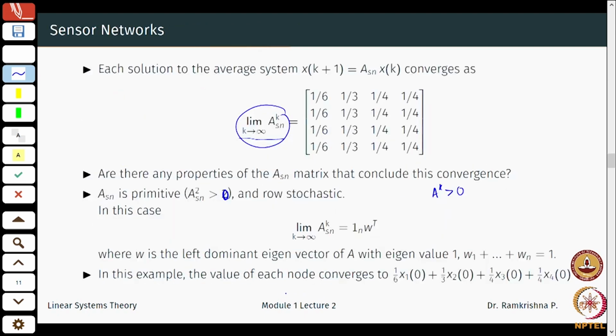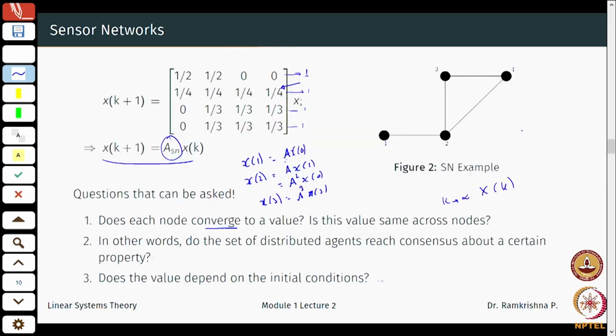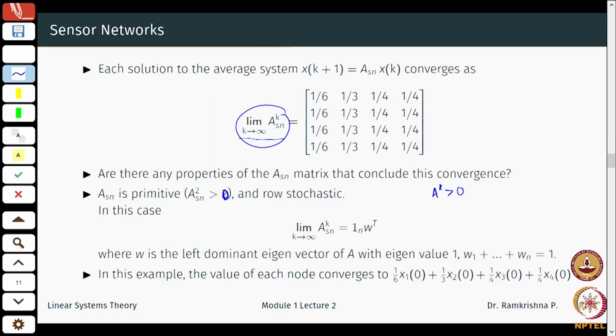It says the following: if these two things are satisfied, you can see that in this example you compute a square and it will be greater than 0. You can just do this as a very trivial exercise. So this is satisfied and it is row stochastic, which means all the rows add up to 1. In this case, the convergence algorithm says that as k goes to infinity, A power k converges to this number, where 1_n is simply 1 1 1 1, n times.